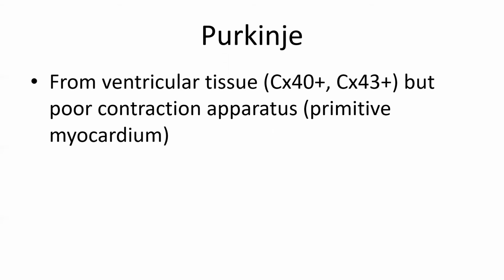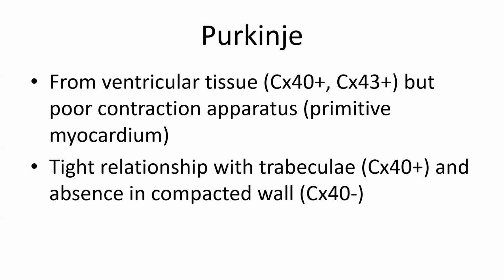Last is the Purkinje system. They arise from the ventricular tissue, but they have a really poor contraction apparatus, and they have a really tight relationship with the trabeculae and not in the compacted wall. So you will not find Purkinje fibers in the compacted wall.